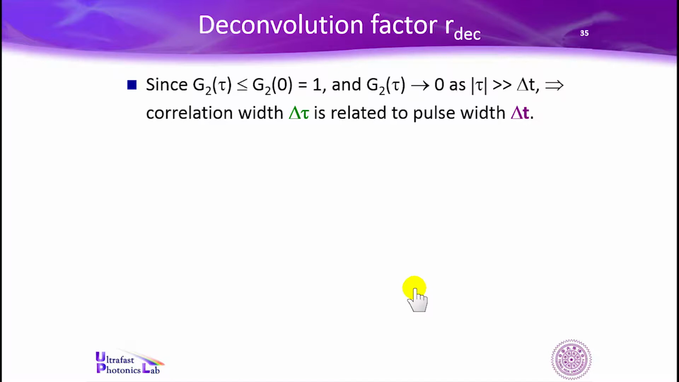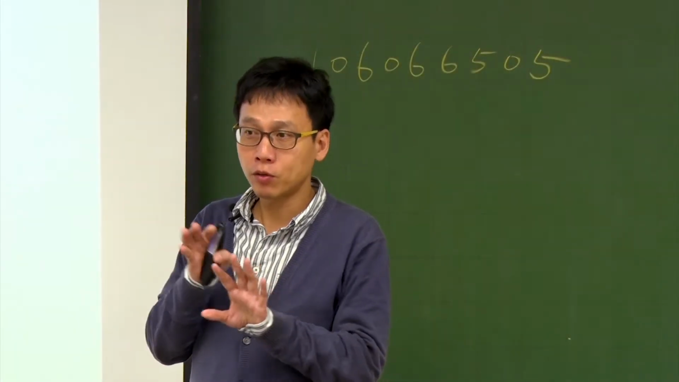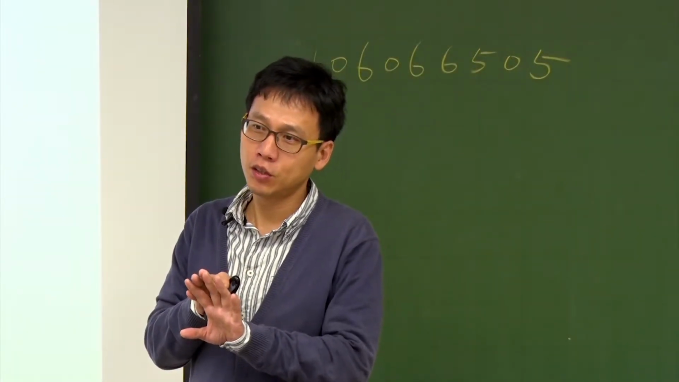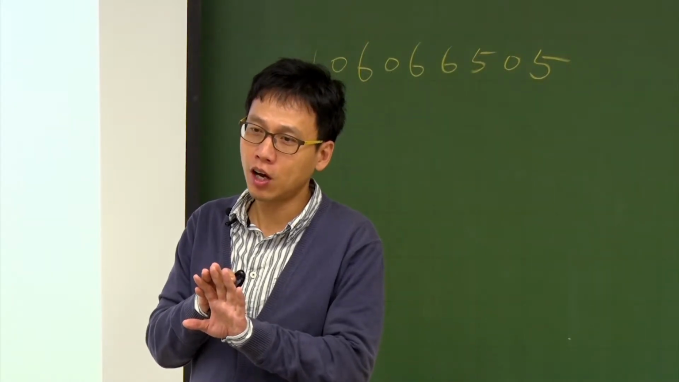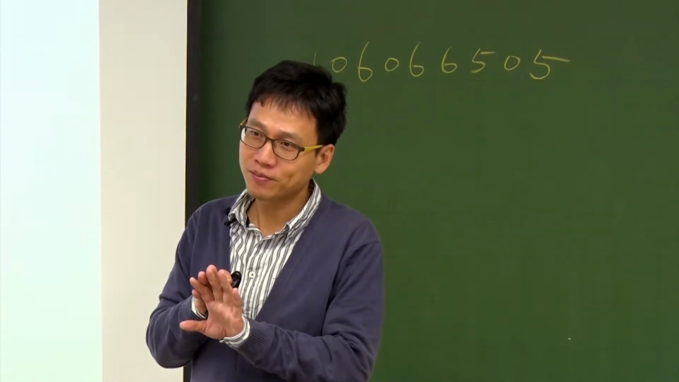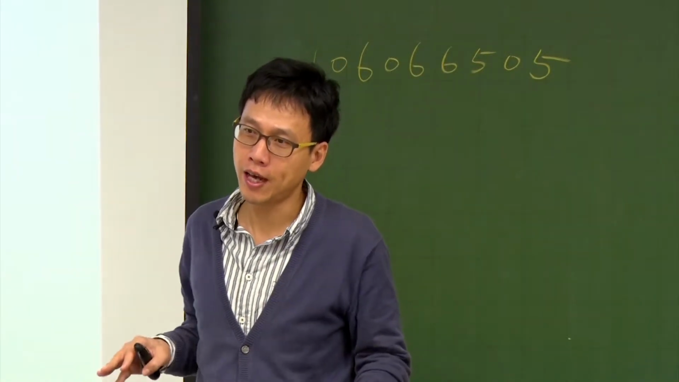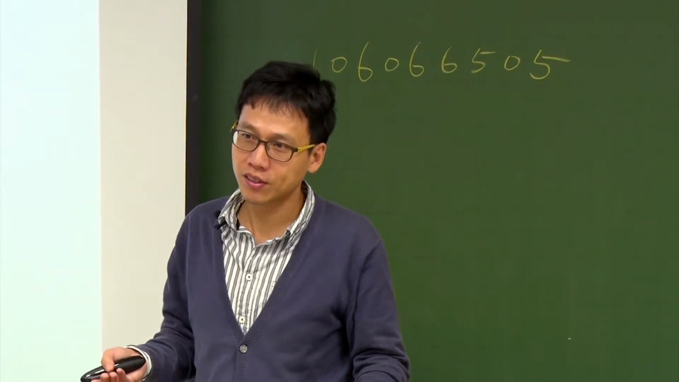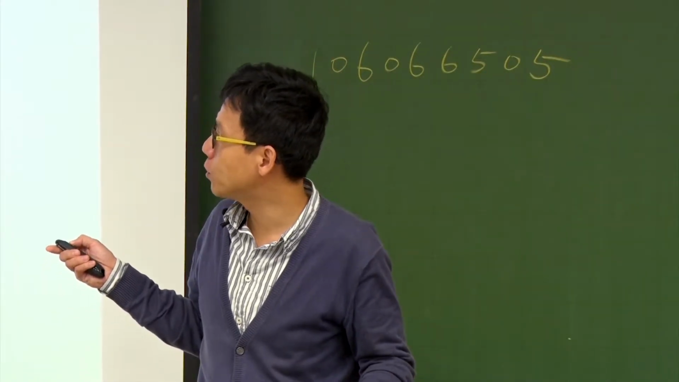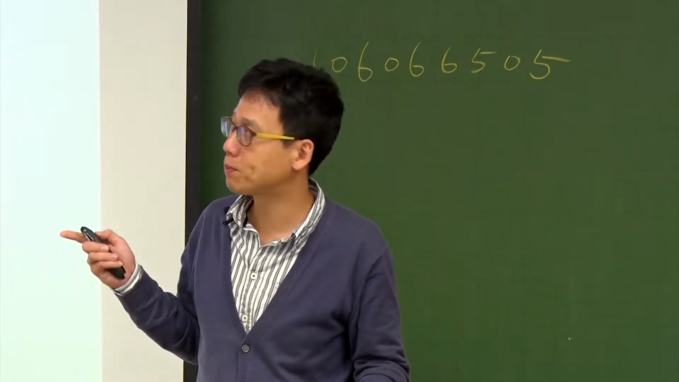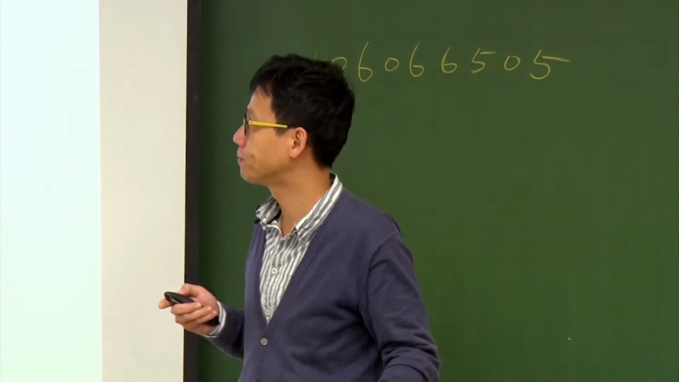Okay? And it's very easy, because what is the definition of the G2 function? It is the time average of I of t times I of t minus tau, the overlap integral, normalized by the time average of I squared of t. So whenever they are perfectly overlapped, tau equals 0, you get the maximum value. Whenever tau is larger than 0, you only have partial overlap, so the overlap integral is reduced and you have a number smaller than 1. Okay, so it's always peaked at tau equals 0.